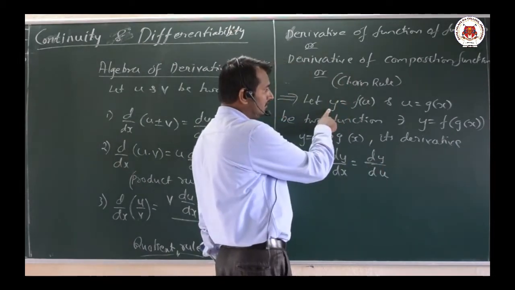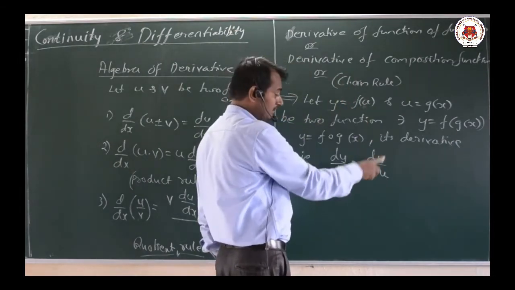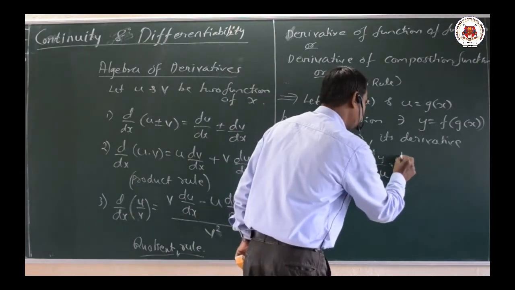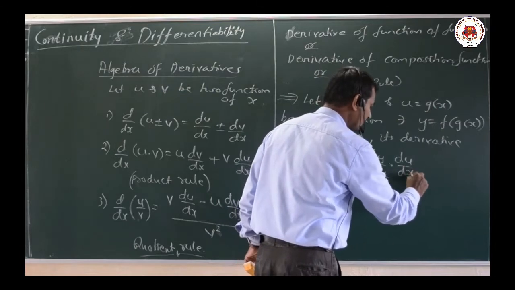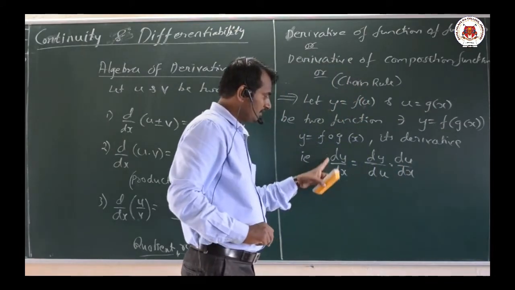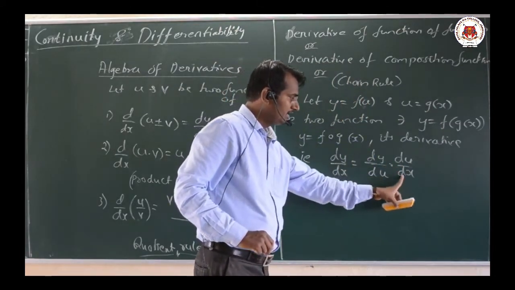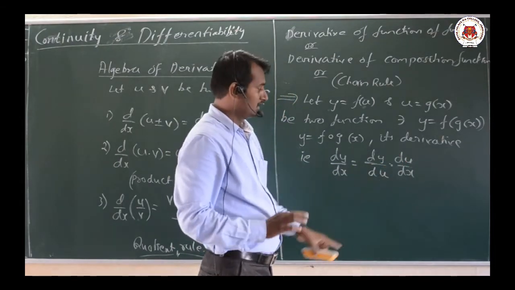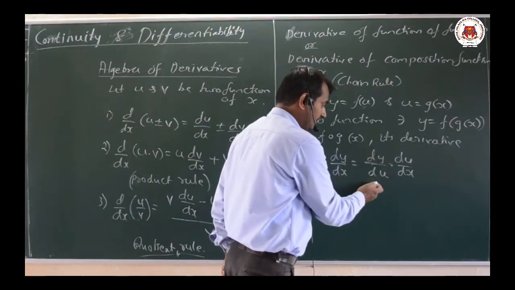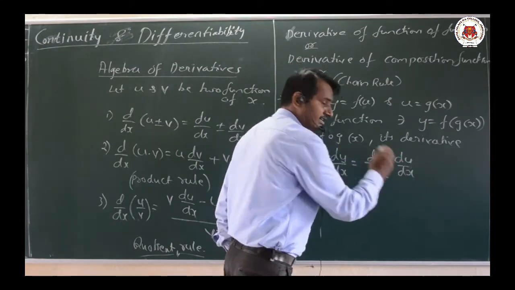First of all, dy by du, the differentiation of y with respect to u, into du by dx, the differentiation of u with respect to x. That is nothing but dy by dx. Here we should have dy and dx. It doesn't mean multiply and divide. So this part is different: the dy by du and du by dx parts.